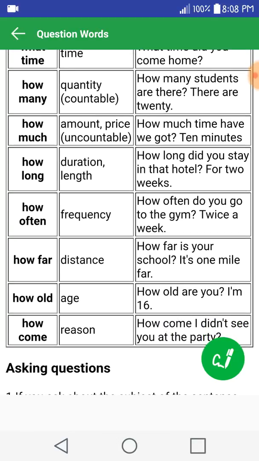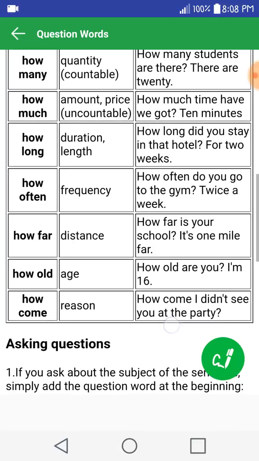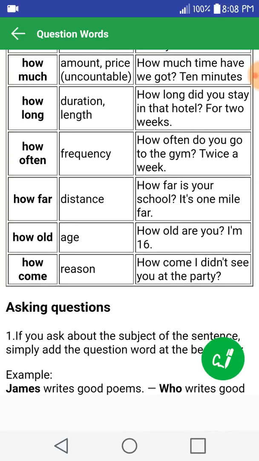We use how many for quantity, the countable quantity. How many students are there? There are 20. And after how many, we have how much. It is the same, about quantity, amount or price, but how much we use for the uncountable. How much time have we got? 10 minutes. Alright. So how long we use for duration, length.